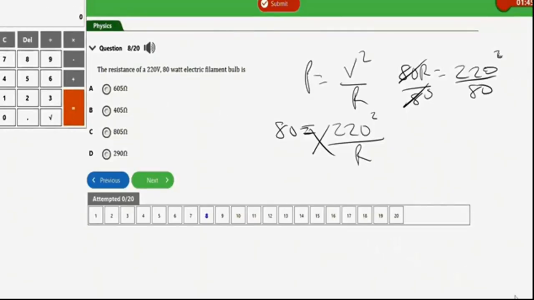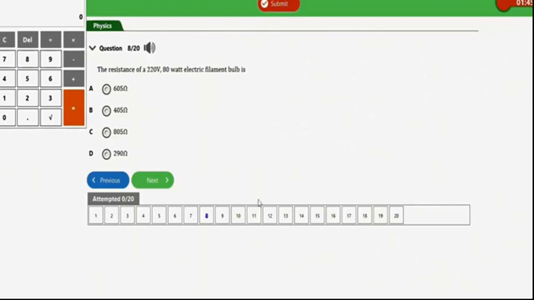Let's wipe this now, solve the next repeated question. So the next repeated question will be this one. It says an electric iron is rated 1000 watt 230 volt. What is the resistance of each element?